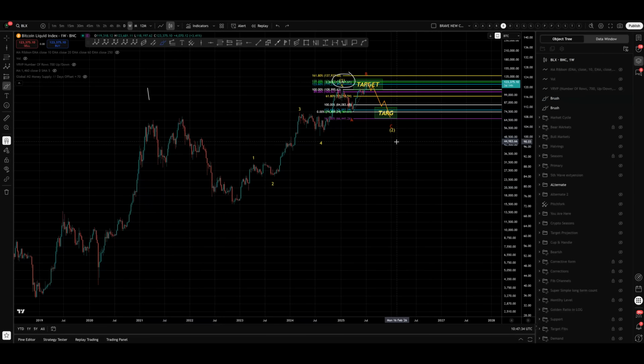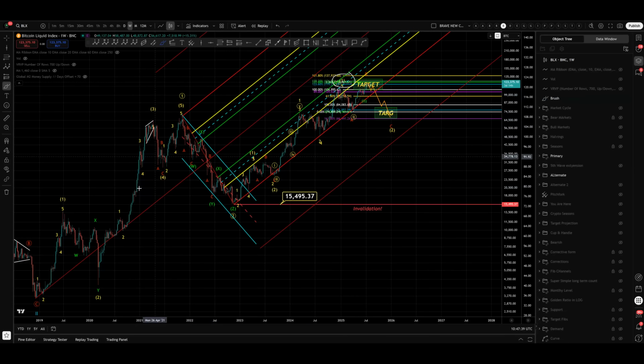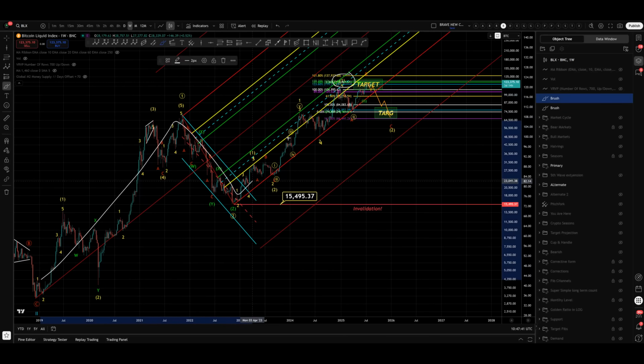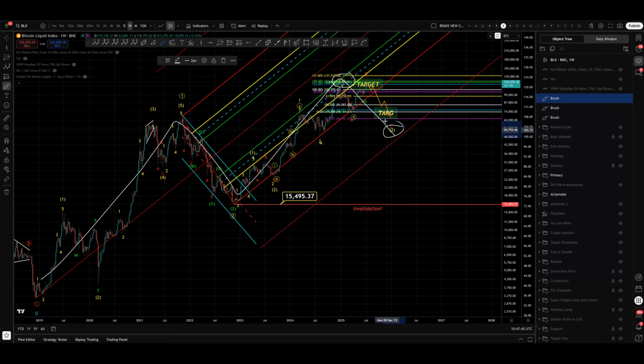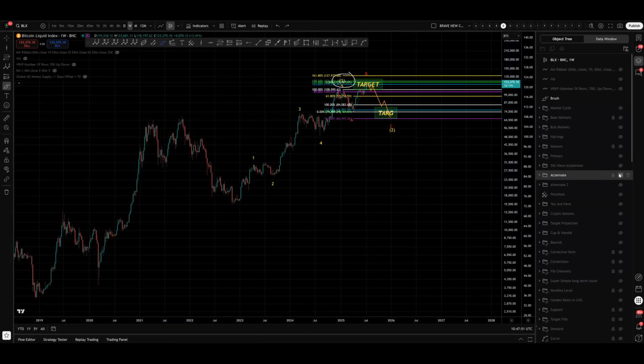Now, this is a possibility because it breaks that pitchfork we spoke about. And it fulfills that behavior we sometimes see in an extension where we break that supported pitchfork to find another lower wave 2 before racing back in. So there's a possibility we'll be keeping an eye on.